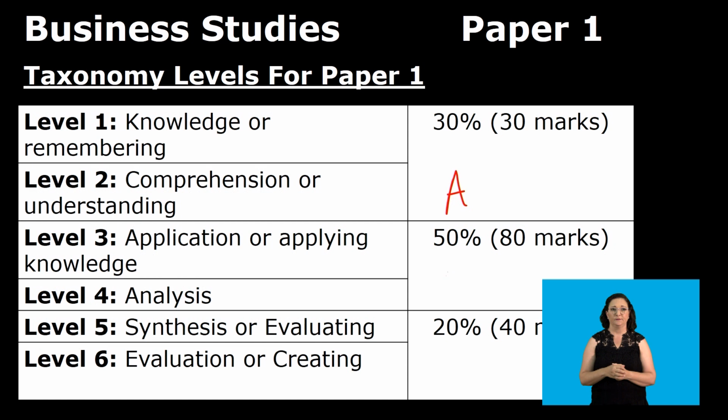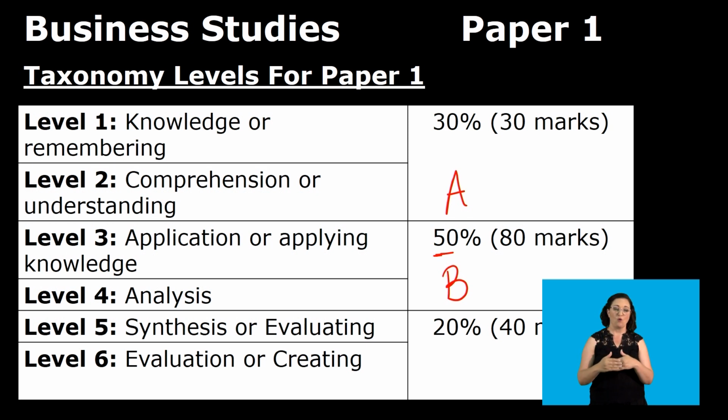And then you go to Section B. Section B has got 3 questions, of which you are required to answer any 2 questions from this section. This one has got Level 3 and Level 4 questions, which is your application or applying knowledge, or analysis, 50% of your exam, and it's 80 marks, so it weighs more.